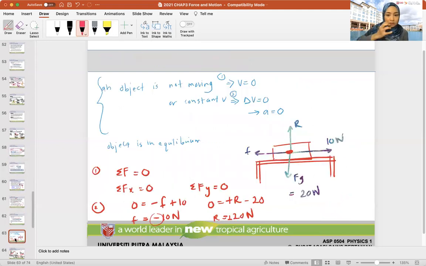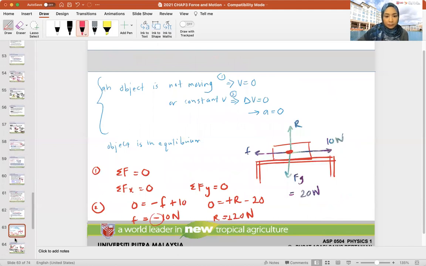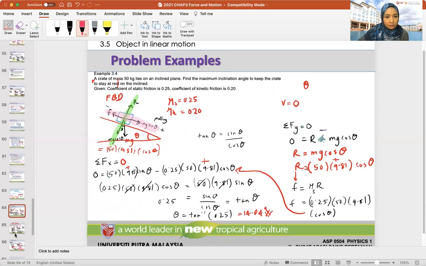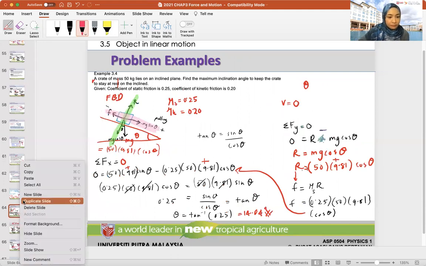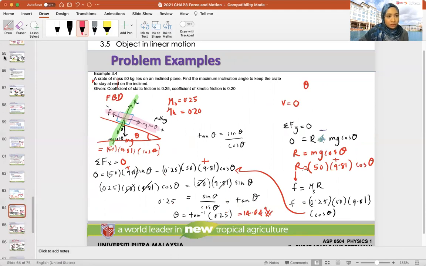Okay, this is nothing. Ni apa? Oops, dah ada jawapan pula. Duplicate jap. Have we done this one? Belum kan?